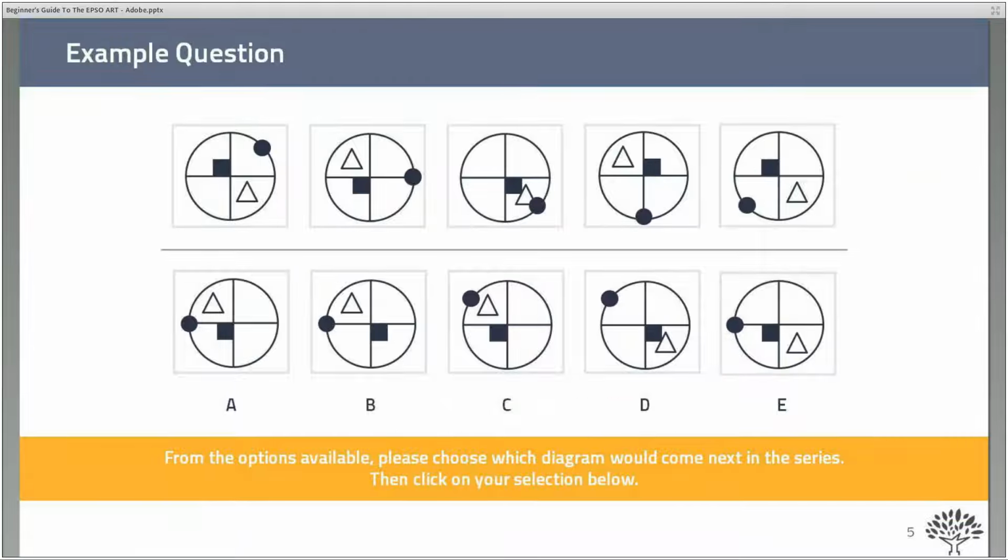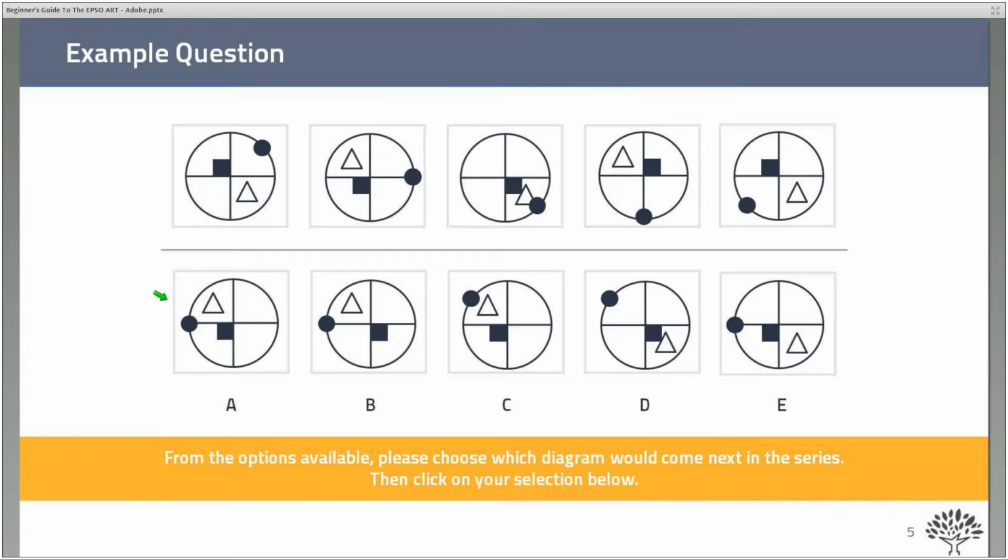So before we begin, I just want to show you an example question. I'm not asking you to solve this. What I want to show you is what an EPSO abstract reasoning question looks like, because there are many different forms. We have essentially a sequence here: step 1, step 2, step 3, step 4, step 5, or I sometimes call them frames. You've got to figure out what comes next in the sequence.